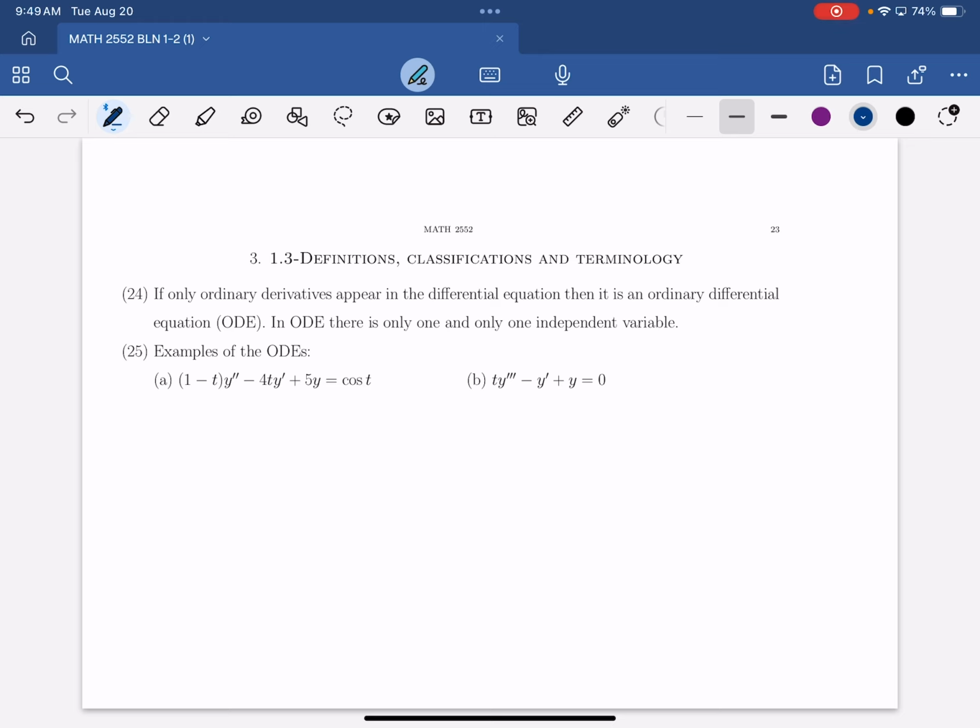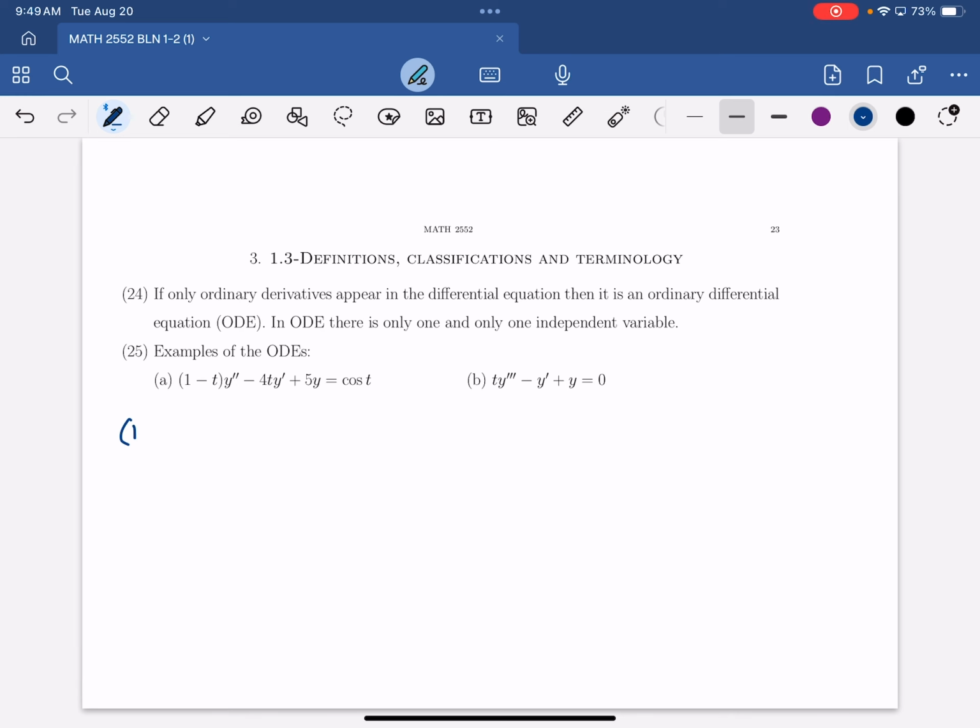Anything that involves an equal sign is an equation, right? What is an ordinary differential equation? An ordinary differential equation is an equation with ordinary derivatives. What are ordinary derivatives? There is one dependent variable, there is one independent variable. That is what an ordinary derivative is. And the equation that involves ordinary derivatives is an ordinary differential equation. Is that clear?